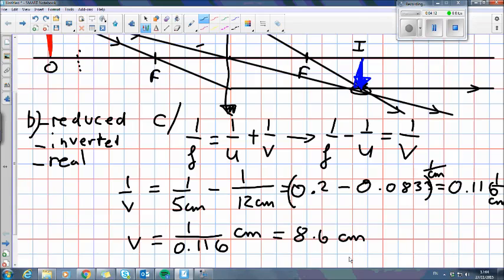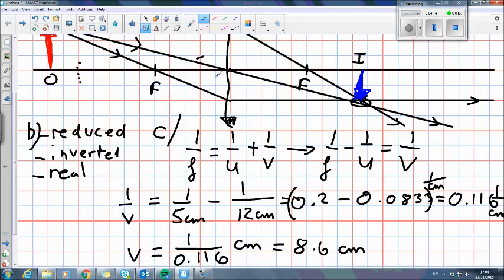Let's see if this matches. In my diagram, in my construction, each box was 1 centimeter, so that's 2, 4, 6, 8. 8.6, not bad. You can see how varied the result would have been, and it's far more precise to actually do the calculations using the thin lens equation.